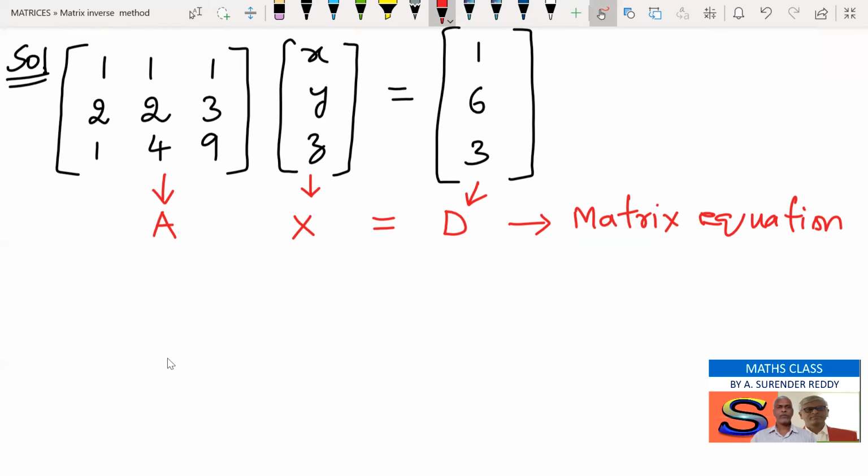So what is A inverse? Adjoint A by det A. So first we need to find adjoint of A.